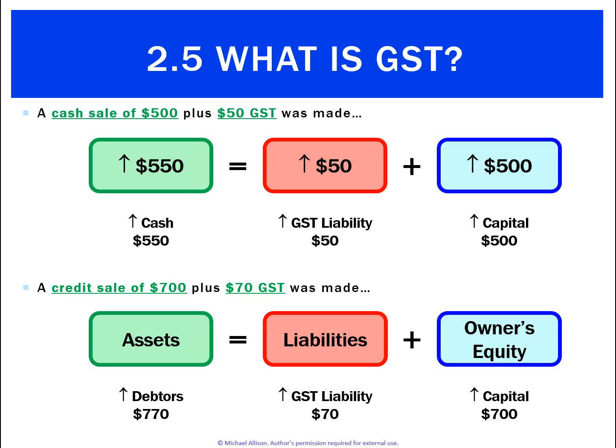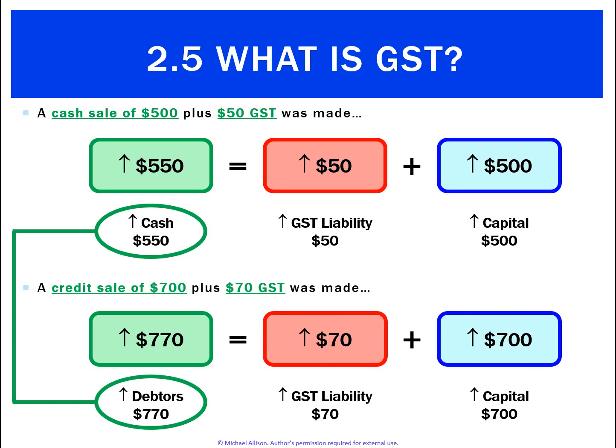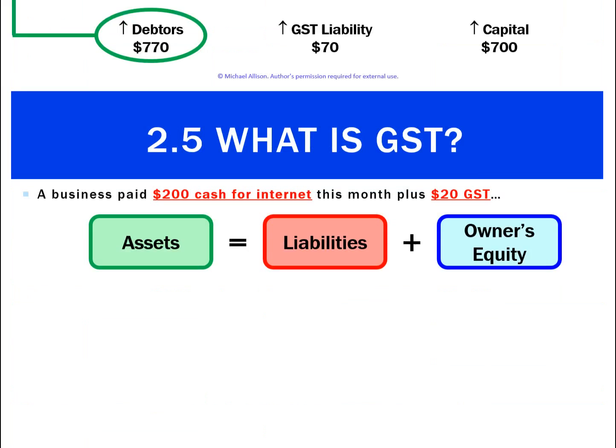So the transactions are identical in their effect, whether it's a cash or credit sale. The main difference will be that it's the asset that increases. With a cash sale, that'll be cash that goes up. With a credit sale, it'll be debtors.